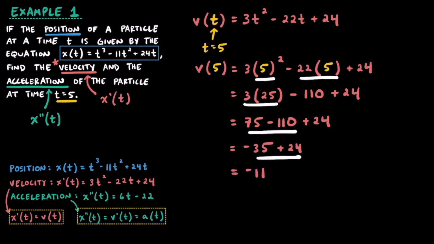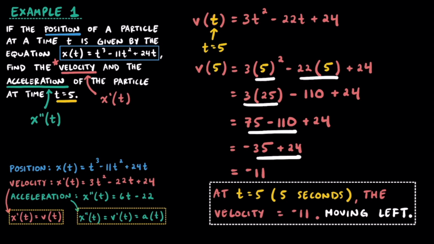Substituting in 5 for t and solving this expression using the order of operations, we should find out that when time is equal to 5, or 5 seconds, the velocity is equal to negative 11. Try to remember from earlier that when the velocity is negative, like we have here of negative 11, this particle is moving towards the left.